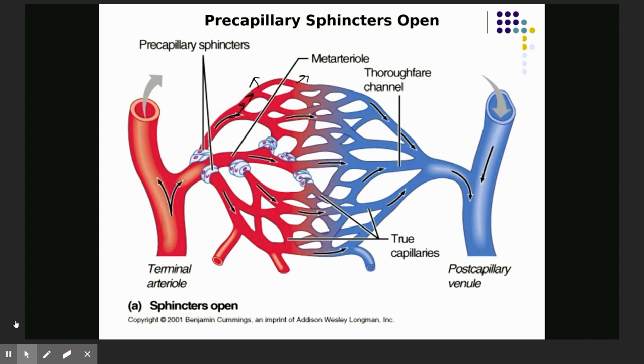What's going to determine how much fluid comes out is what the pressure is pushing against the wall of the capillary. If the pressure against the wall of the capillary is high, we're going to get a lot of leaking. If it's not very high, we're not going to get very much. But they all leak, and what they leak into are your tissue spaces. If you look at this tissue, that's where the fluid accumulates.